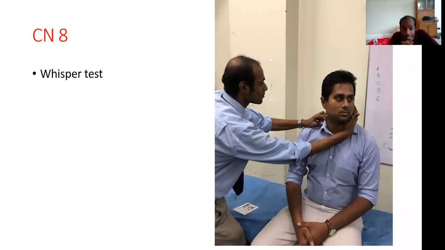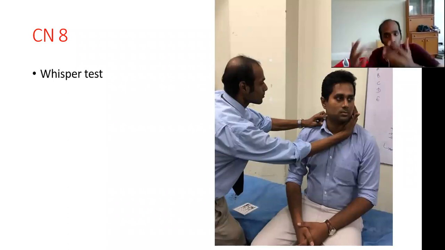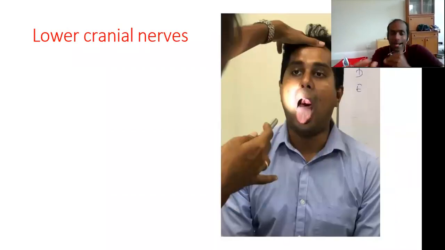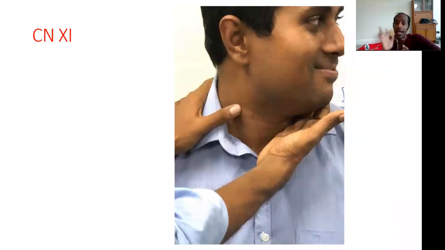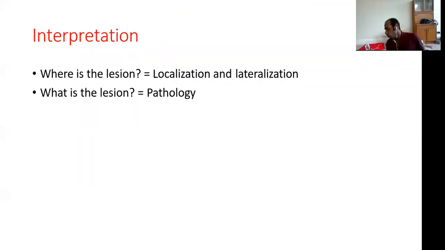Eighth cranial nerve, ideally Rinne and Weber, but if you don't have a tuning fork, you can use the whisper test and check the hearing on both sides. It is a bedside screening test for hearing. Lower cranial nerves, 9, 10, and 12, you are looking at palatal movement, tongue movement. Accessory nerve, make sure that you look at the proper side. Okay, now we come to the important part.